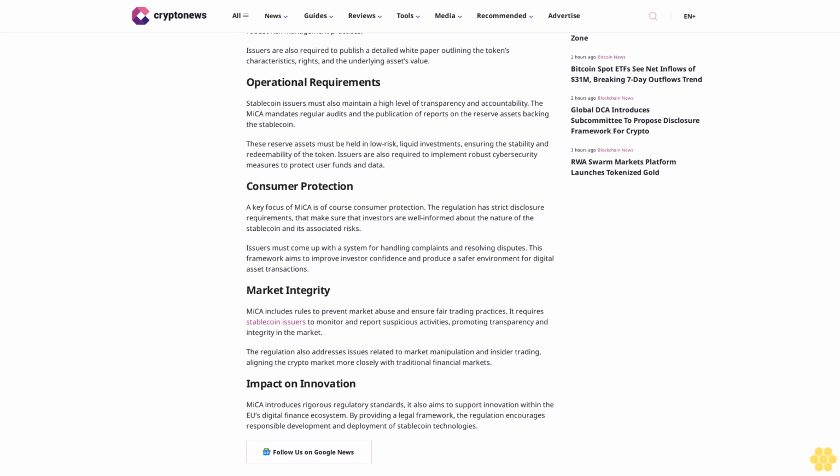Impact on innovation. MiCA introduces rigorous regulatory standards. It also aims to support innovation within the EU's digital finance ecosystem. By providing a legal framework, the regulation encourages responsible development and deployment of stablecoin technologies.